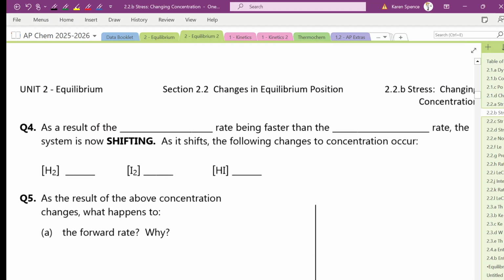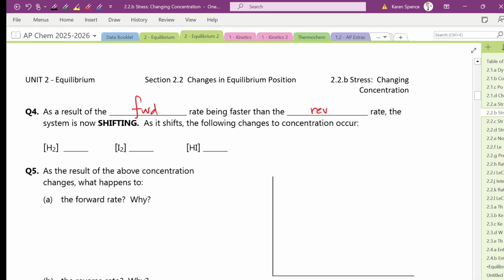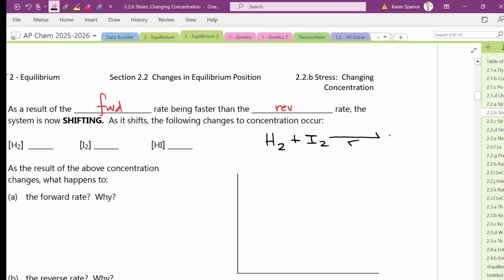So as a result of the forward rate being faster than the reverse rate, the system is now shifting. And I'm just going to write our reaction again here so we can remember what it was. H2 plus I2 in equilibrium with 2HI. As it shifts, ooh, I did that wrong. I really wanted to do it like this, because my forward rate is faster than my reverse rate. So I wanted to draw it like that so it's quite obvious what's happening.